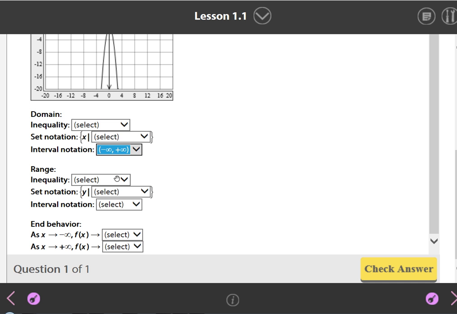So then the corresponding inequality would be what? Bottom one, yeah. Okay. And then the set notation, well, same thing, right? Just enclosed in set brackets. Okay, let's look at the range.